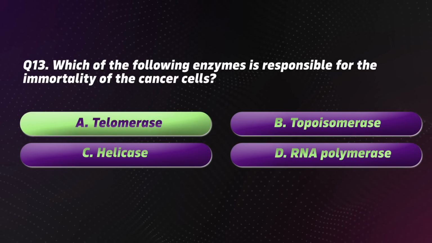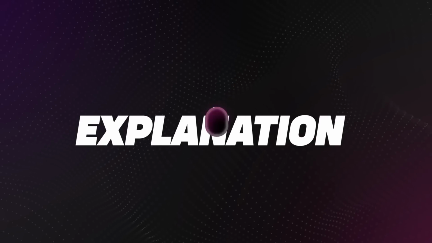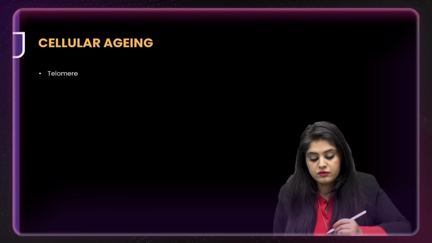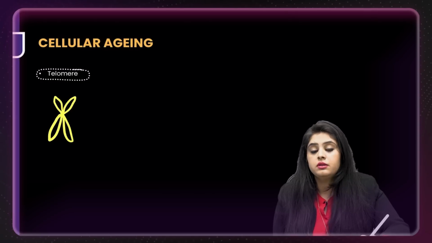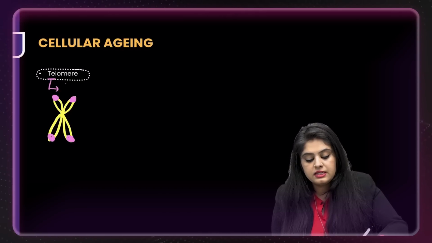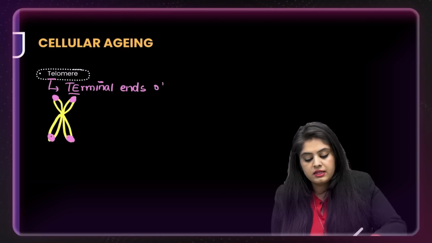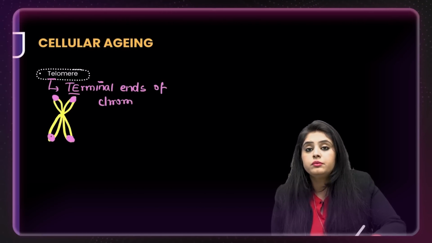Telomerase. Here's the explanation. So what exactly is a telomere? First, you will have to understand with me what exactly a telomere is. If we draw a particular chromosome like this, TE for telomere, TE for terminal. This is where the telomeres are going to be. Telomeres are present at the terminal ends of a chromosome.